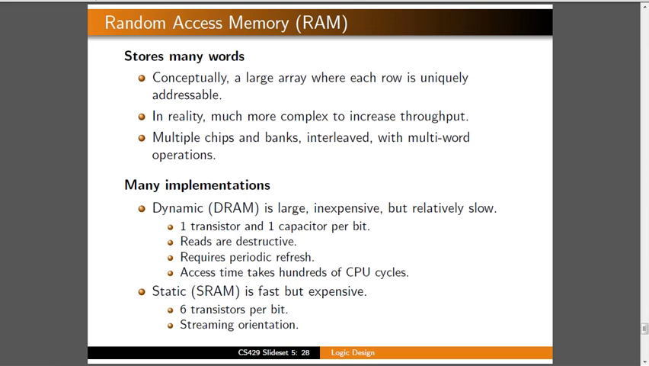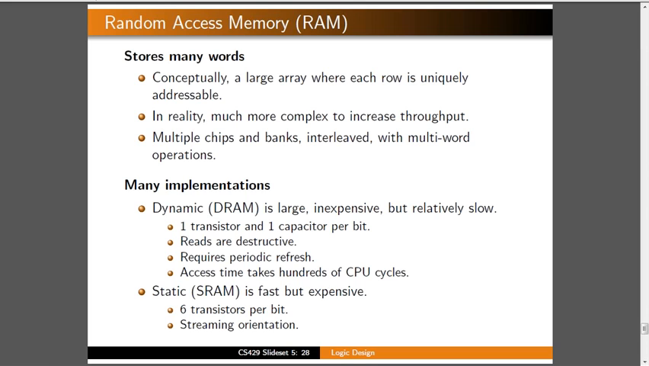There are multiple types of implementation for RAM. One is dynamic RAM, the next one is static RAM. So there are two types of RAM, dynamic and static. One is your DRAM, that is your dynamic RAM, which is large and inexpensive. It is a cheaper memory, but the main limitation is that it is relatively slow.